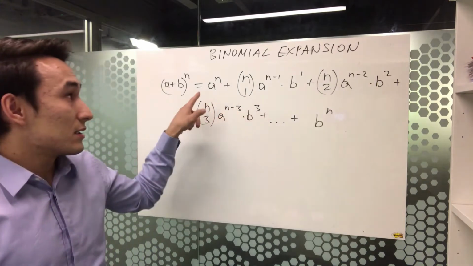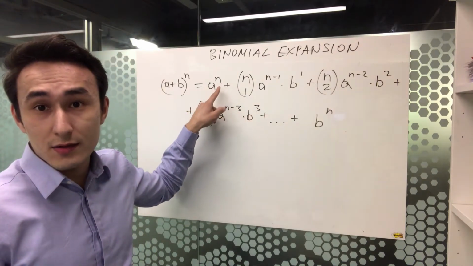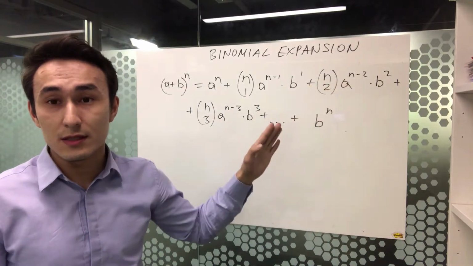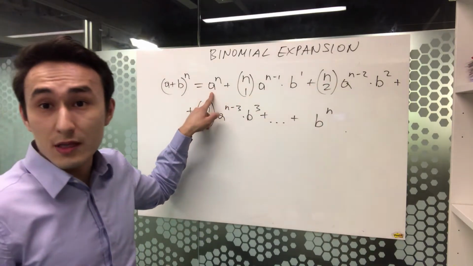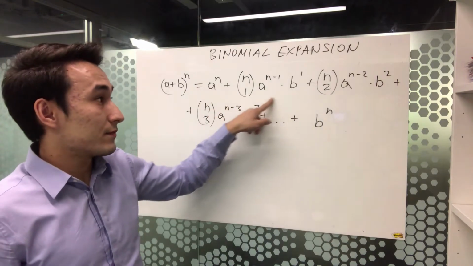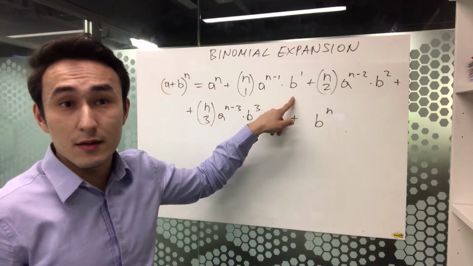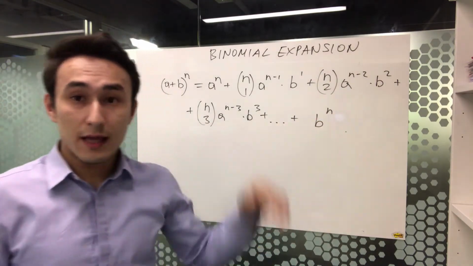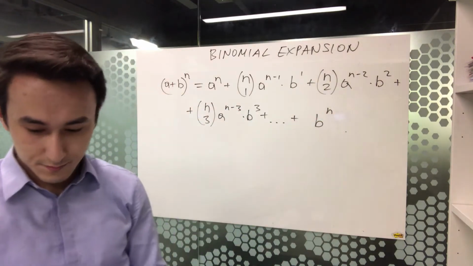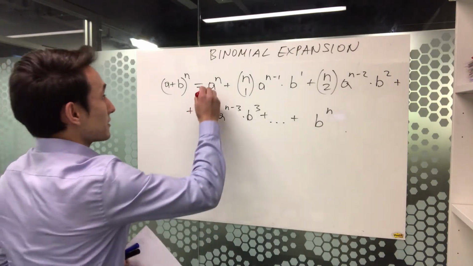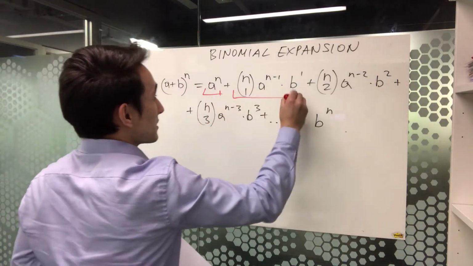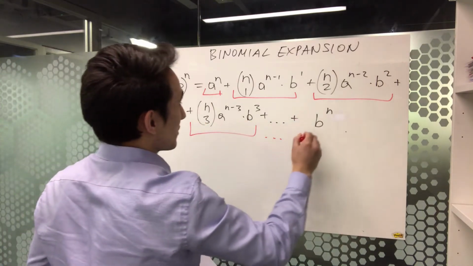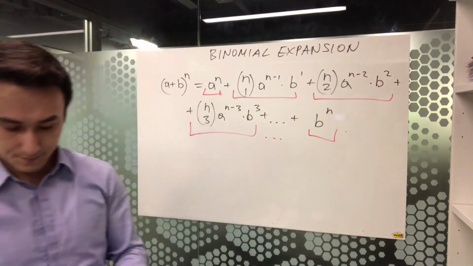So as you can see, the power of a goes down from n to n minus 1, to n minus 2, and so on, up until it disappears. And then there is no b in the first term. In the second term, there is b. The power is 1, and then b squared, and so on up until it's b to the power of n. So a is decreasing, b is increasing. And by the way, this is the first term, this is the second term, third term, fourth term, and so on. This is the last term.